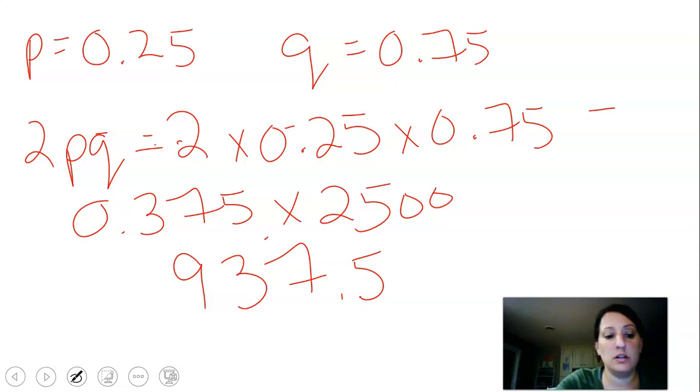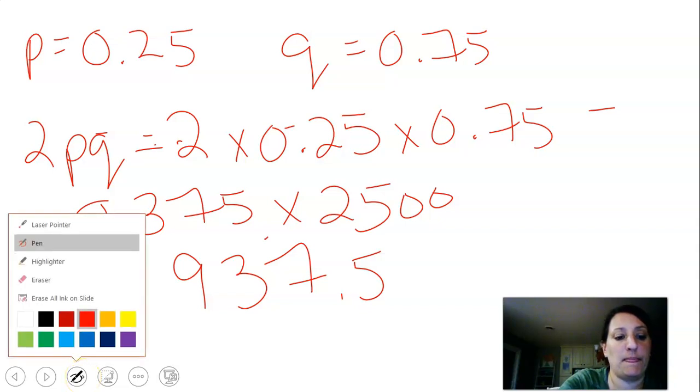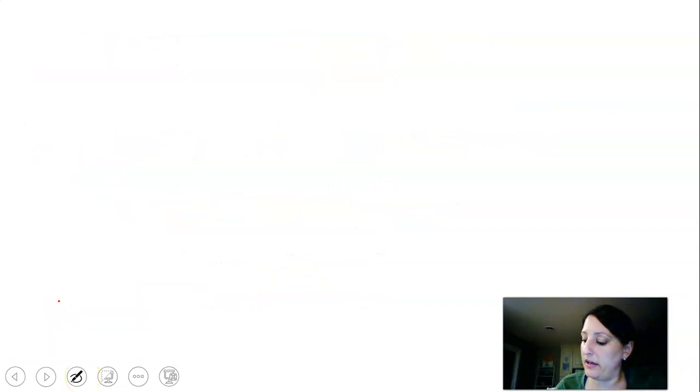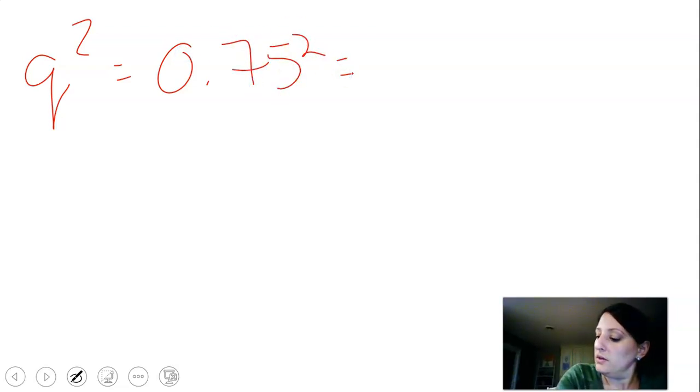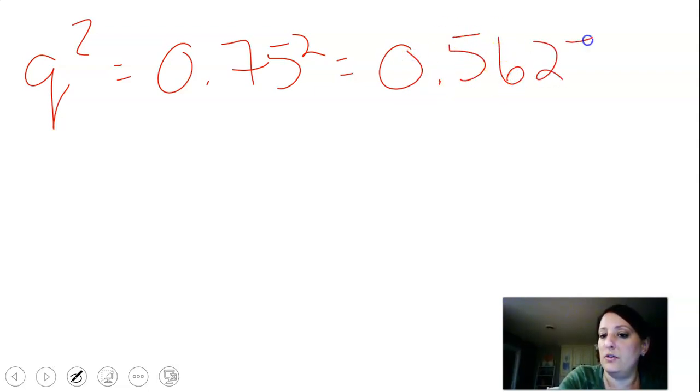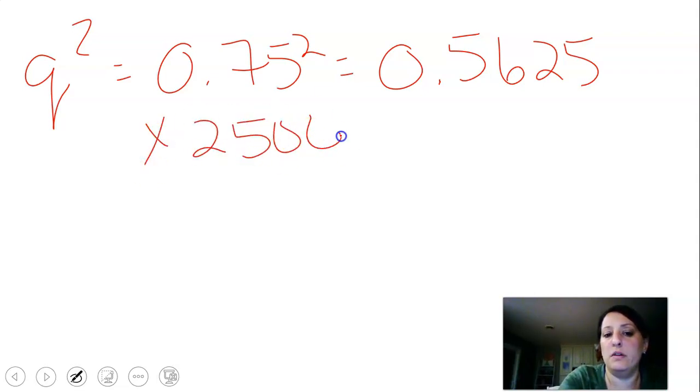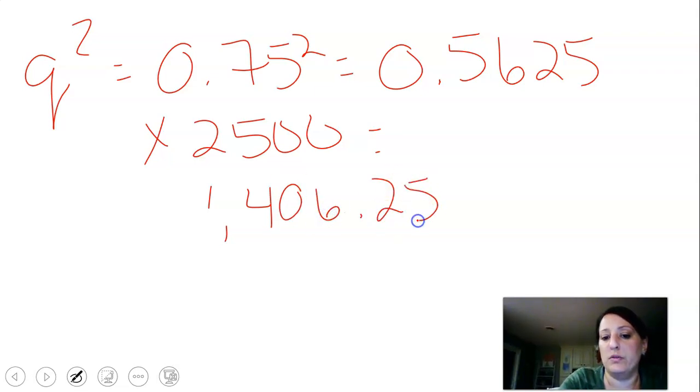So there's just one more to get. And that's going to be my number of homozygous recessive. So that's going to be Q squared, which is going to equal 0.75 squared, which is equal to 0.5625. Multiply that by 2,500 people, and that is going to give you 1,406 people. Well, 1,406.25 people.